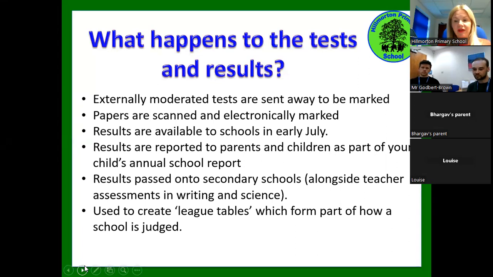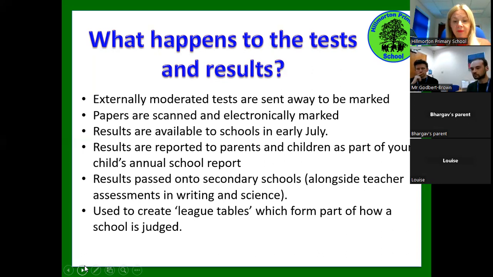Some will say, oh, we don't take any interest in them at all. We do our own assessments. They are used as a formal baseline. So they are on the child's record, and they are used as a predictor of how that child might then achieve in GCSE. So they do get passed on to secondary schools alongside those teacher assessments in writing and science.